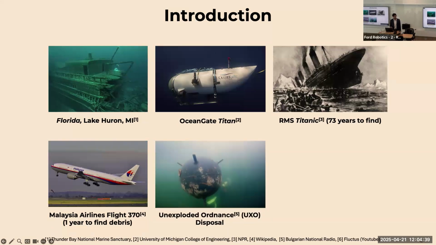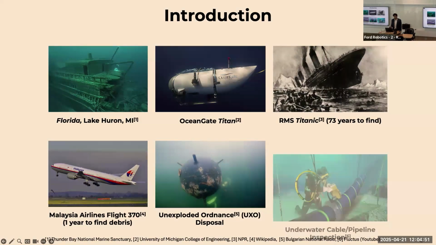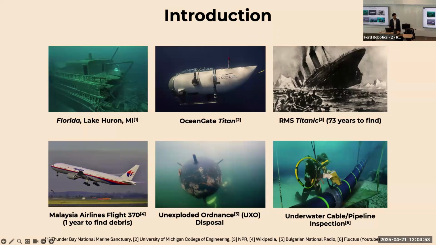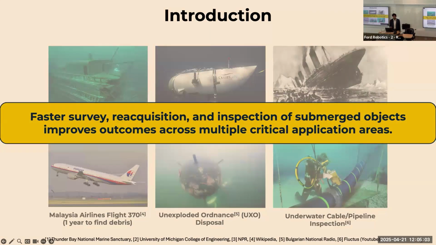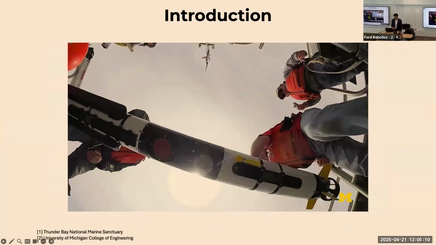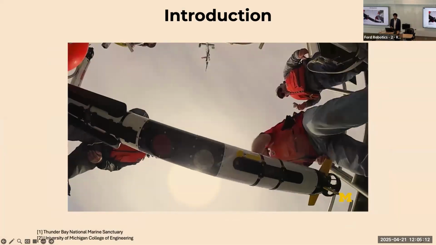Next, there exists a large number of unexploded naval ordnance or naval mines scattered throughout the world's oceans. These mines, placed during World War I and World War II, pose major threats to naval ships and regular civilians alike. Finally, there exists a ton of important underwater infrastructure, including internet cables and oil pipelines that need frequent inspection to maintain maximum uptime and reduce repair costs. So it becomes clear that faster survey, reacquisition, and inspection of these submerged objects improves outcomes across multiple critical application areas.